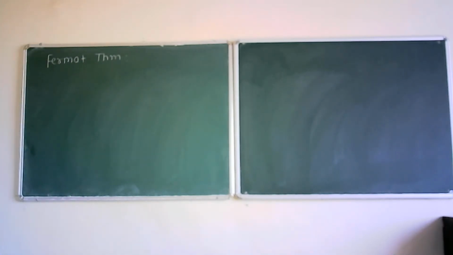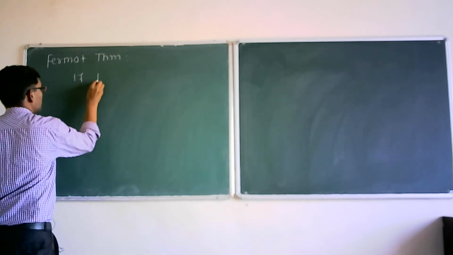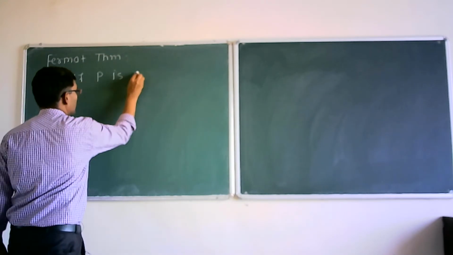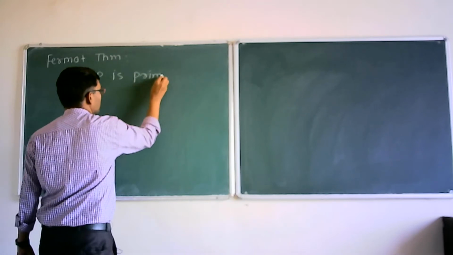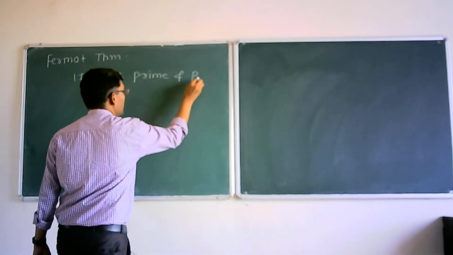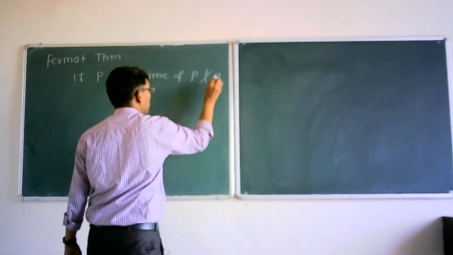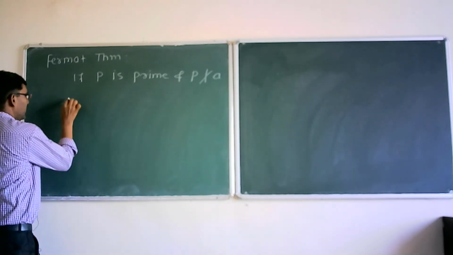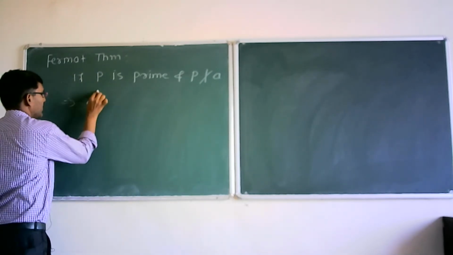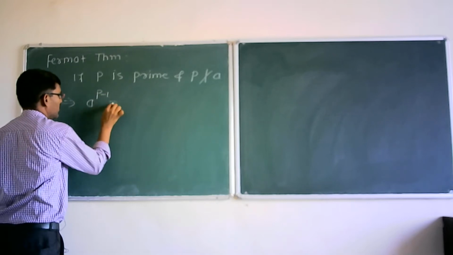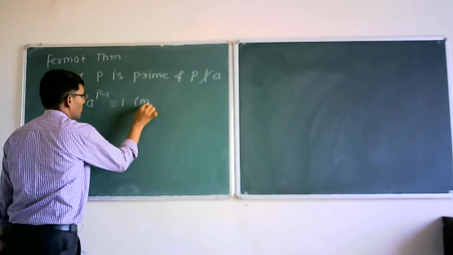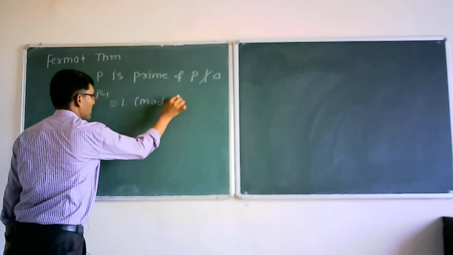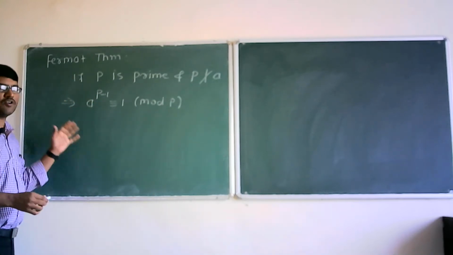So if P is a given prime, if P is a prime number and P does not divide A, then Fermat's theorem says that A raised to P minus 1 is congruent to 1 mod P. Okay, so this is the statement of Fermat's theorem.